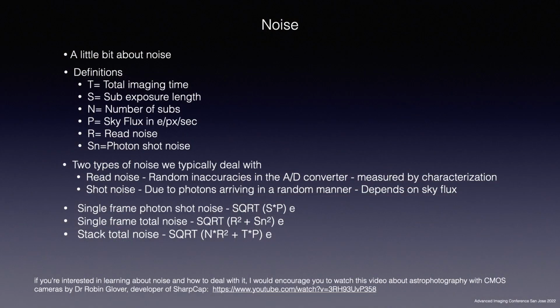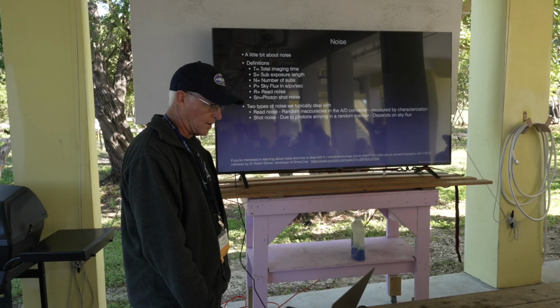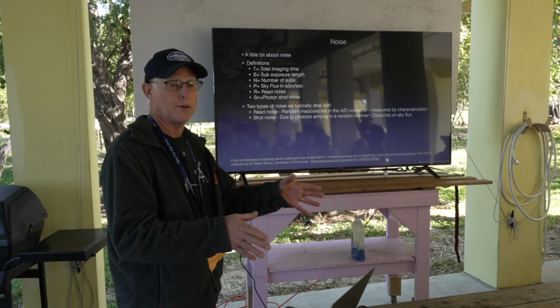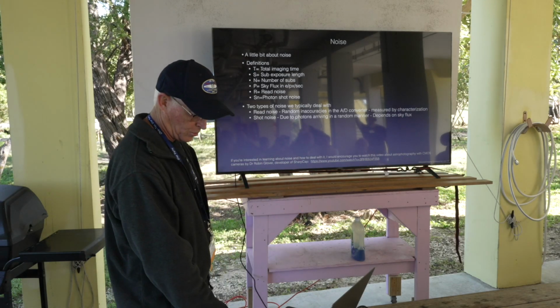So we're going to talk about read noise, which is the random inaccuracies in our analog to digital converter, and a little bit about shot noise, which is because these photons don't come in at the same time. They come in random.